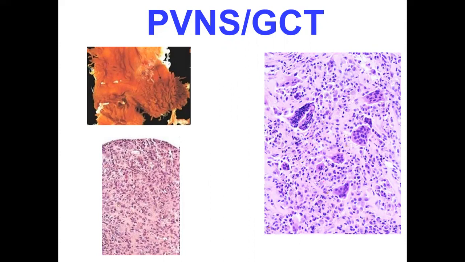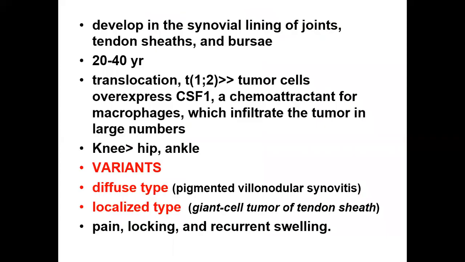The other benign tumor is giant cell tumor of tendon sheath, or pigmented villonodular synovitis. This is of two types. One is the diffuse type and the other is the localized type. It develops in the synovial lining of joints, tendon sheaths and bursae. The age of patients is 20 to 40 years.